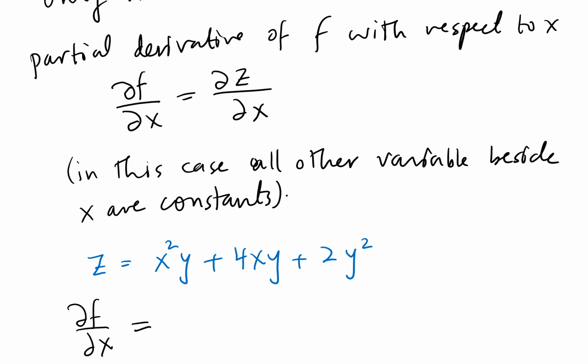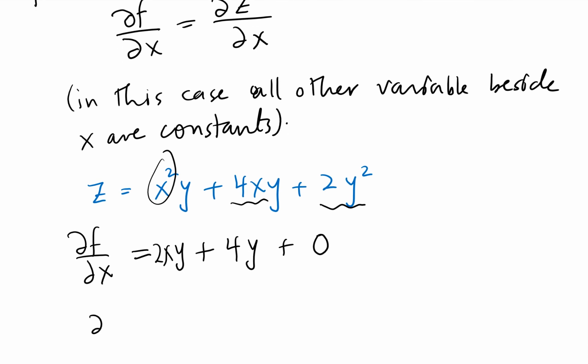So watch how we do this. I see a y there. Do you see it in the first term? So just write it down, because it's a constant. What's the derivative of x squared? 2x plus. I see another y. Keep it as is. What's the derivative of 4x? It's 4. Now look at the last one. There's no x's here. All these are variables, so the derivative for that one is 0. So the final answer would be simply 2xy plus 4y.